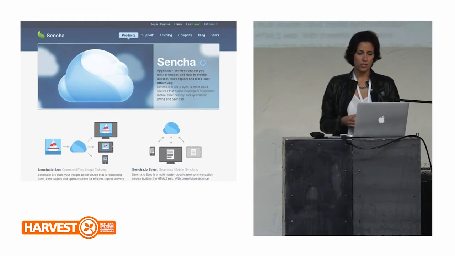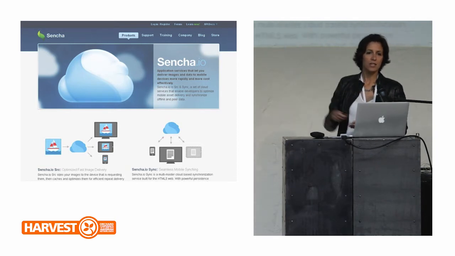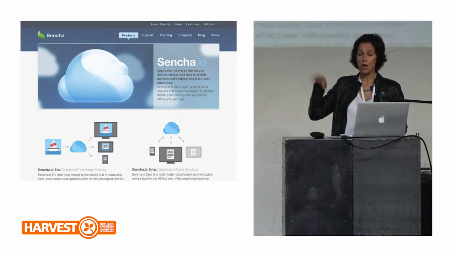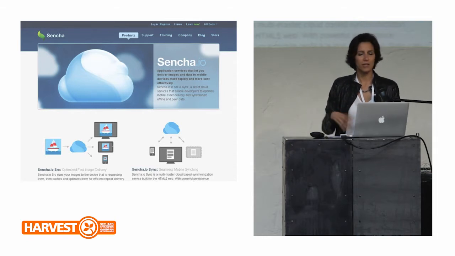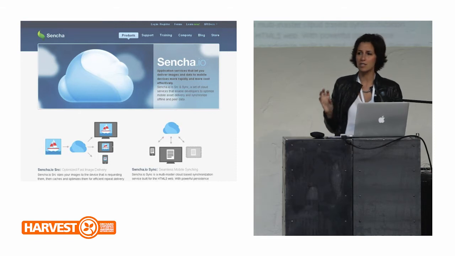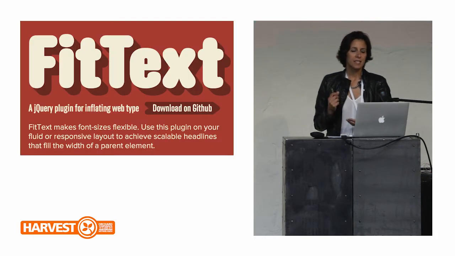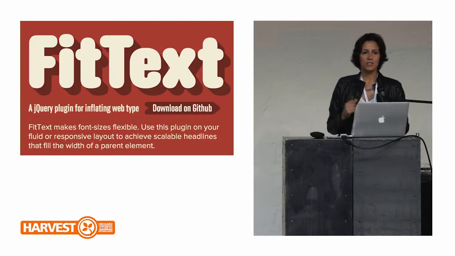Sencha, which is another framework, also does the same. So if you see that little image there, it saves automatically without you having to do anything. You only create one image, and it saves a lot of different sized images that will be loaded depending on the client's size.